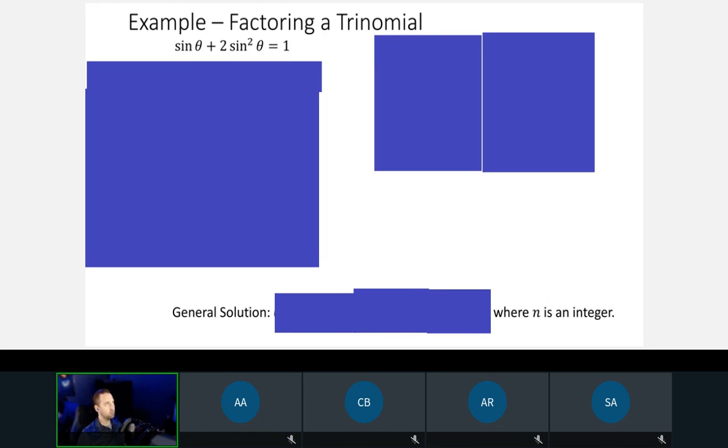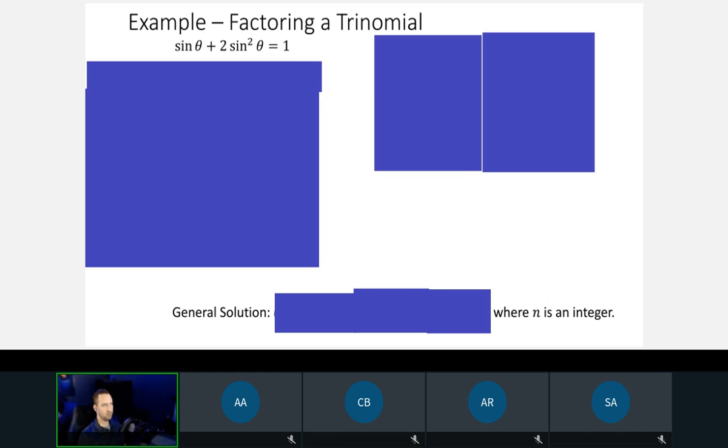Okay, so factoring a trinomial. So again, this is solving equations. This is all from yesterday, right? This is nothing new in terms of solving. The only new piece is just writing it in general form, which is kind of easy. All right, so we have sine theta plus 2 sine squared theta equals 1.